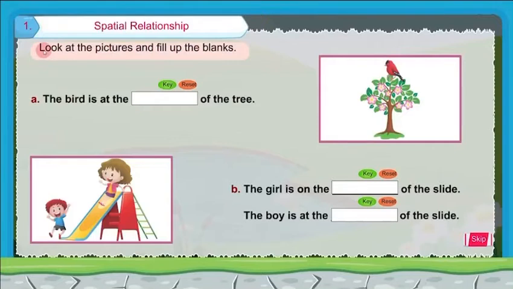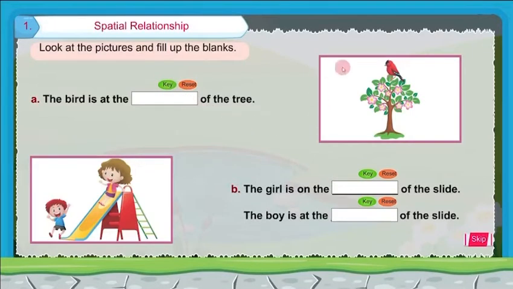Now let's read the heading here. Look at the pictures and fill up the blanks. Here you have to look at these pictures, and with the help of these pictures we have to fill up these blanks with the correct words.